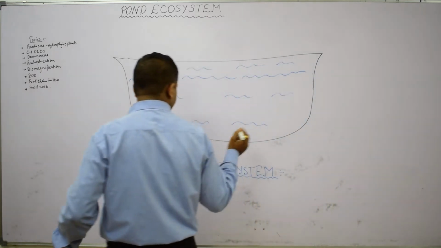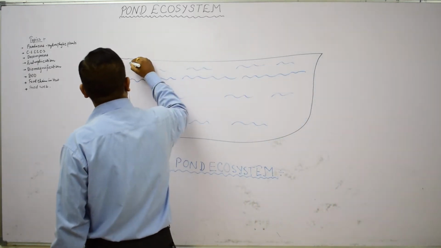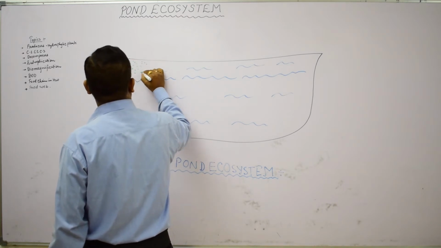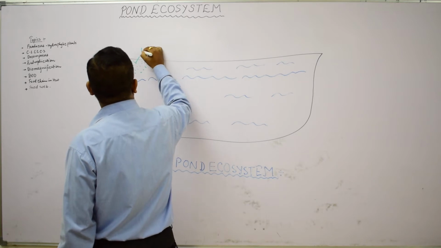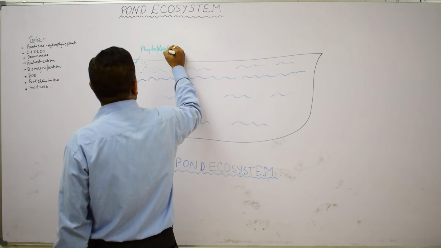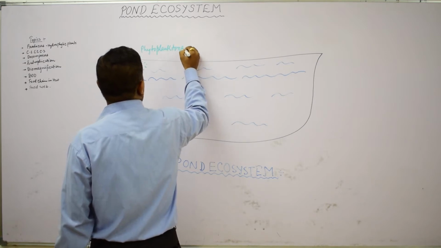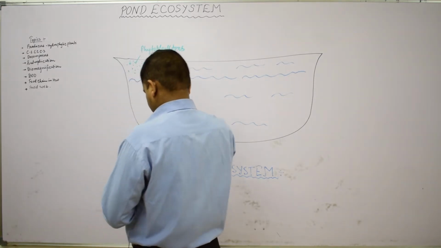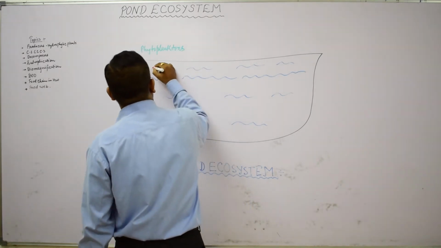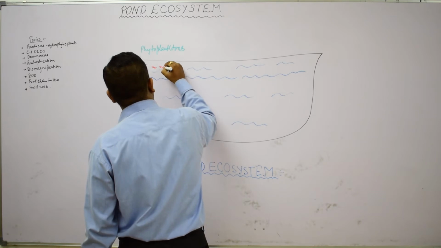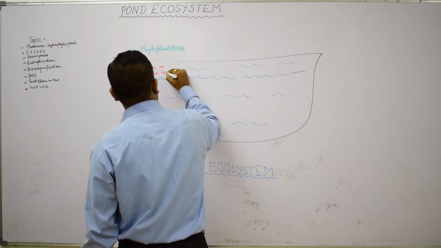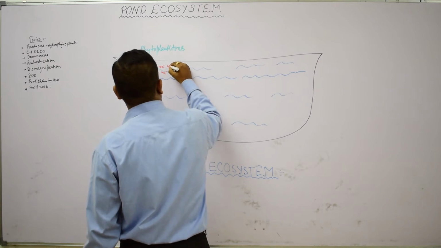Suppose this is a pond and in this, these are the small dotted structures. They are known as phytoplanktons. Now, after this we will see that they are eaten by zooplanktons.